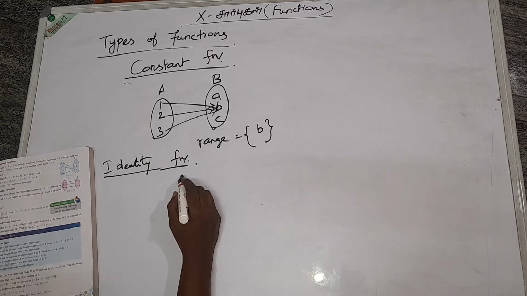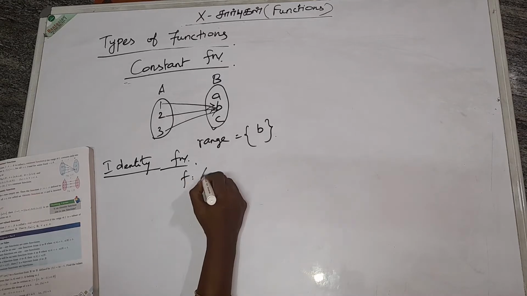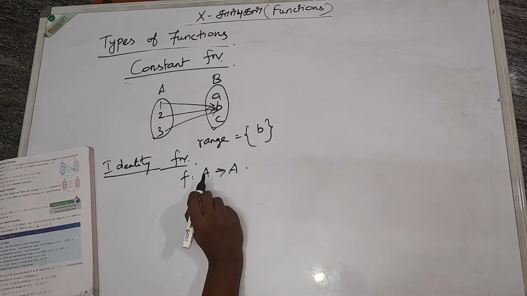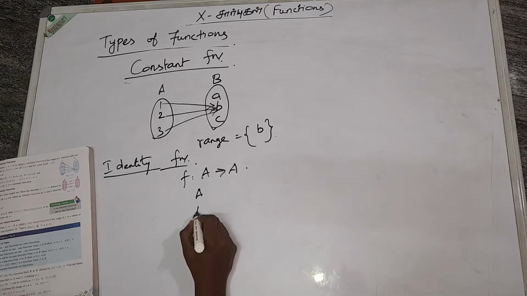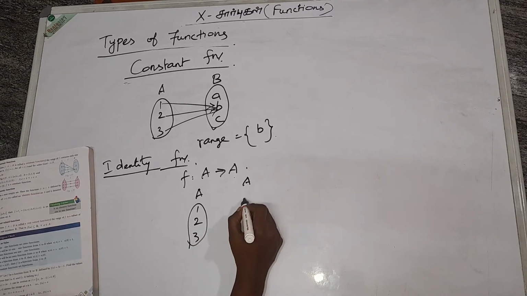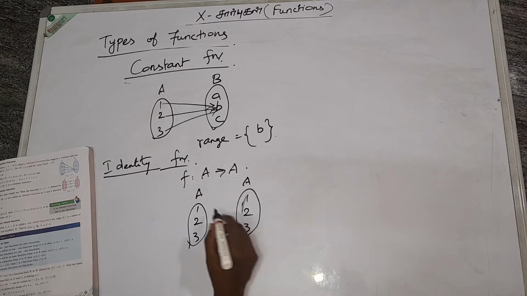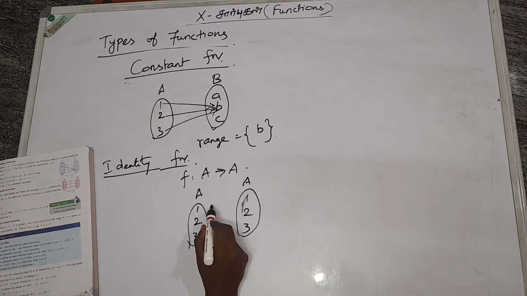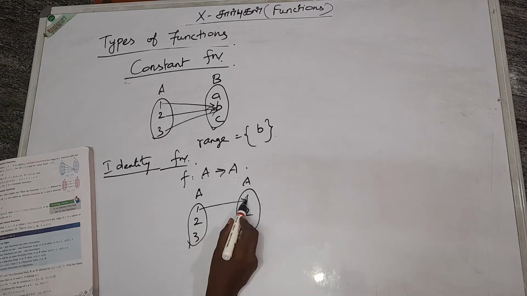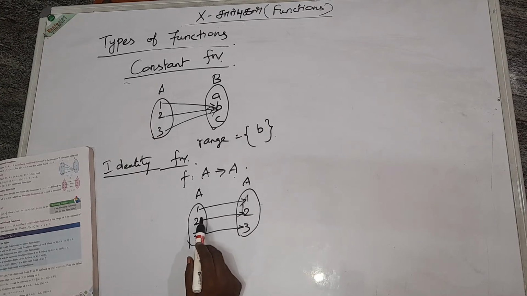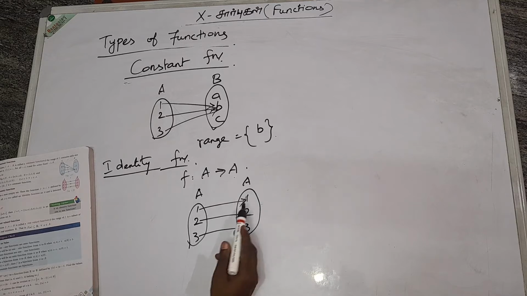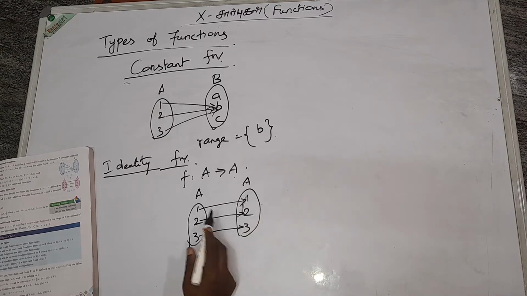And then identity function. How to say identity function? See here, a function F from A to the same set A is called an identity function. If you take some 1, 2, 3, then the same set A has the same 1, 2, 3. Every element is related to the same element: 1 is related to 1, 2 is related to 2, 3 is related to 3. If every element in the domain has the same image in the codomain, then we can say that the function is called the identity function.